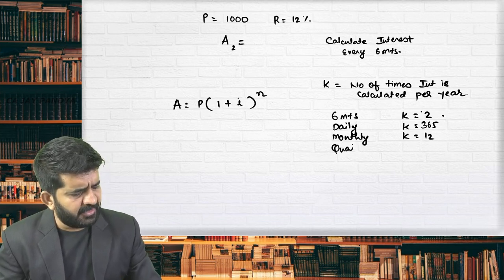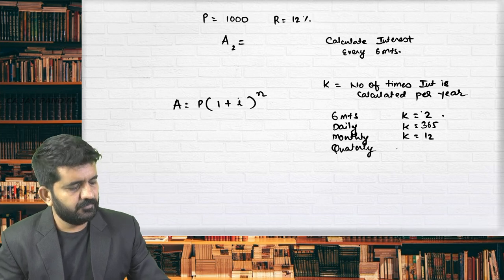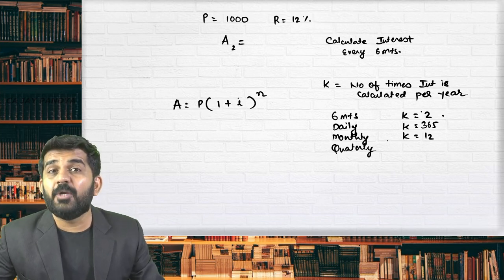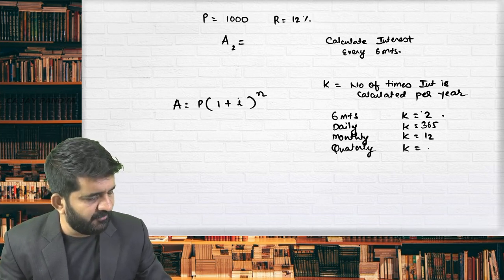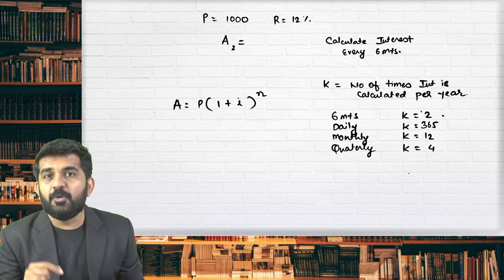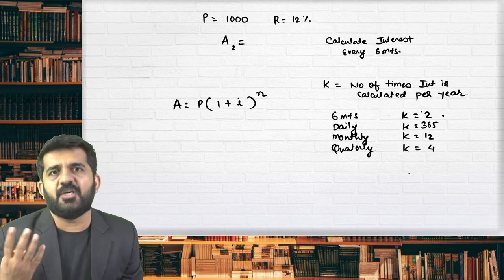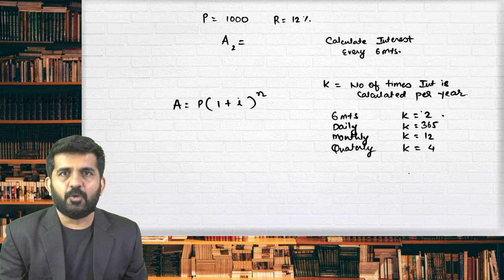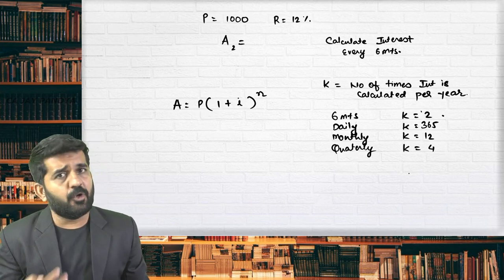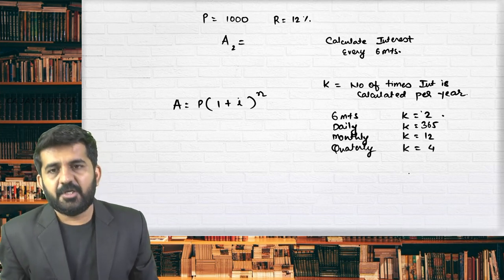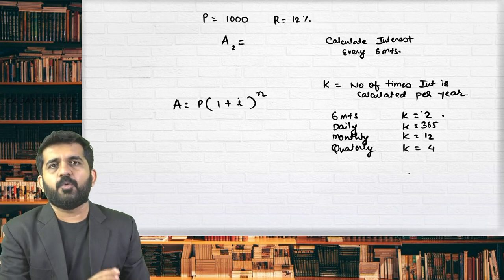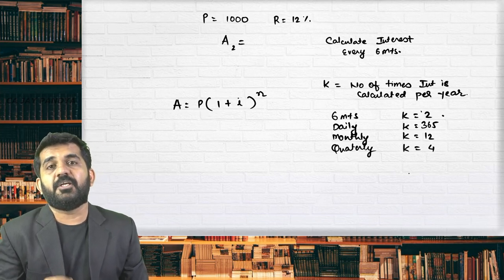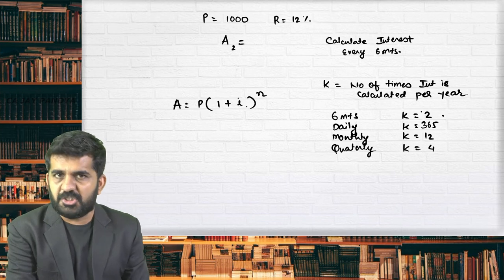If it is quarterly, quarterly is every 3 months, so K will be equal to 4. Every 3 months means in 1 year 4 times interest will be calculated. And if it is every 4 months, K will be 3. If it is continuous, we are going to understand today that when the interest is calculated continuously, this full formula will change.